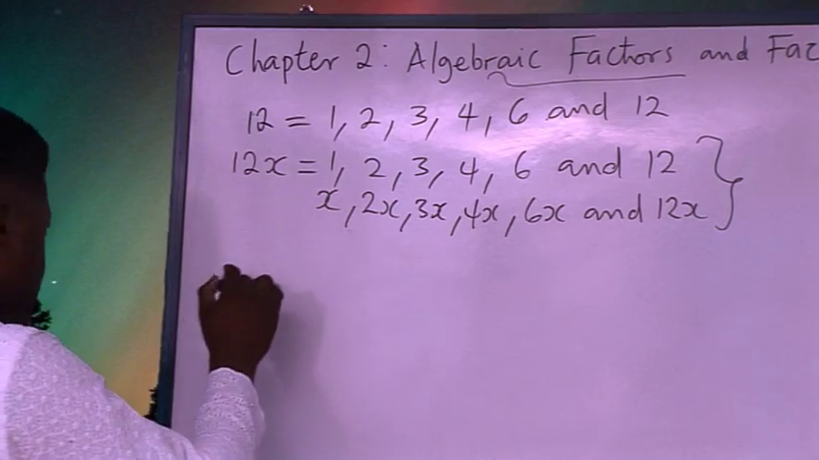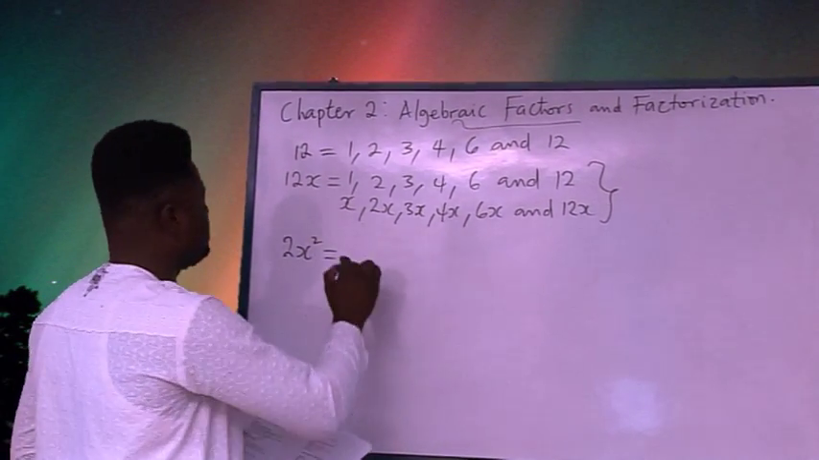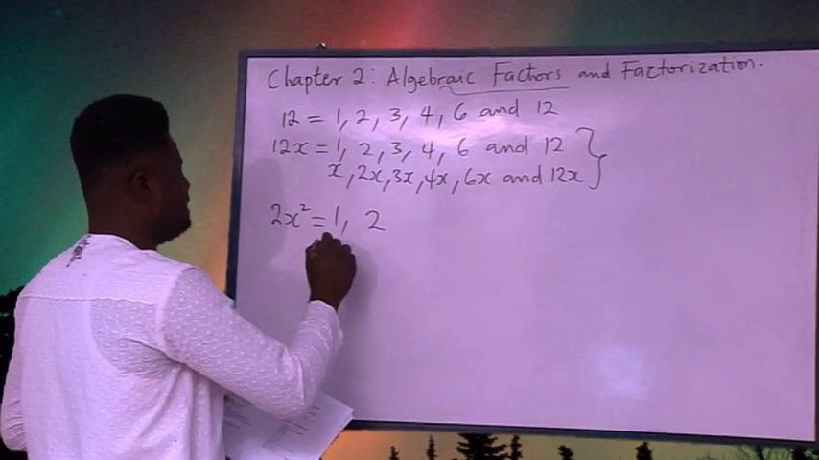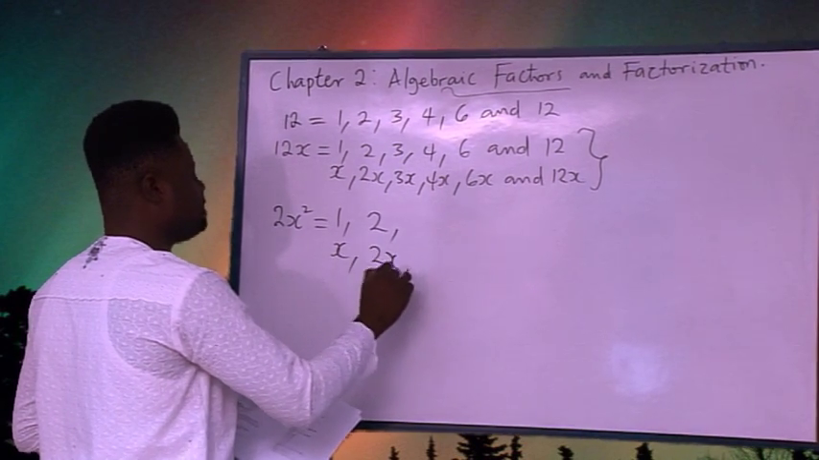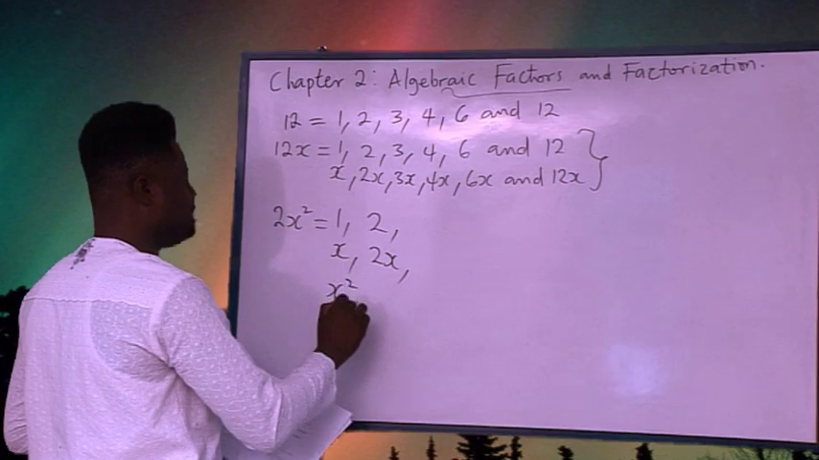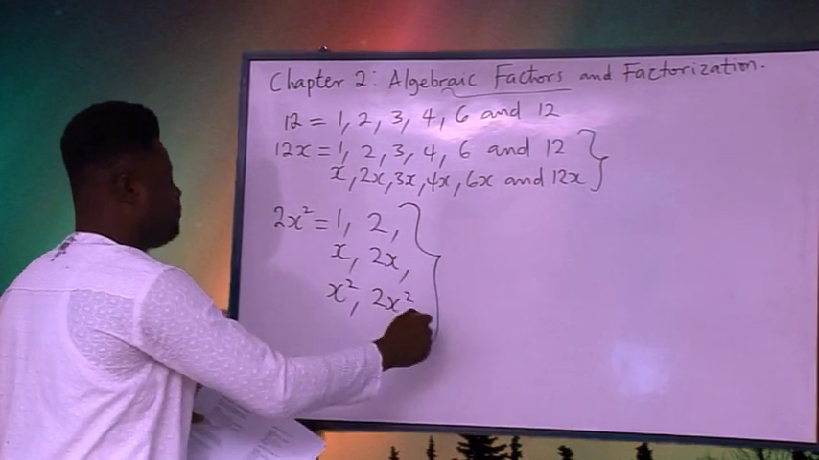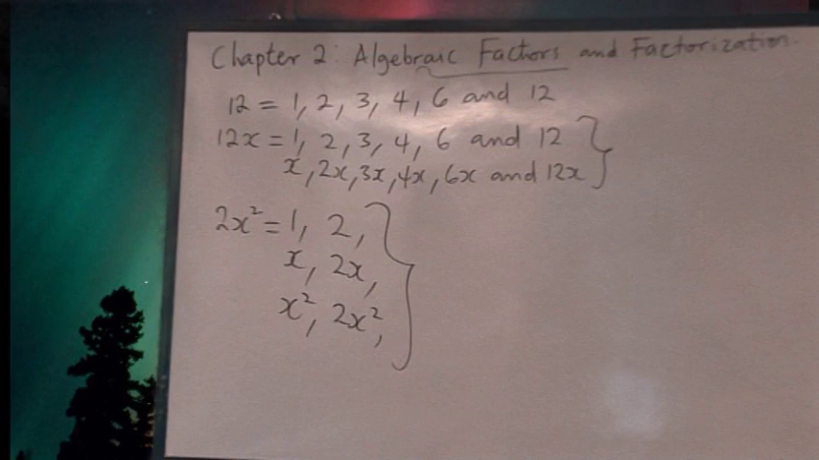Then if we look at 2x squared, the factors of 2x squared will be 1 and 2, because they can divide 2 without remainder. Then we have x and 2x. Then we have x squared and 2x squared. These are the factors of 2x squared, and so on and so forth.